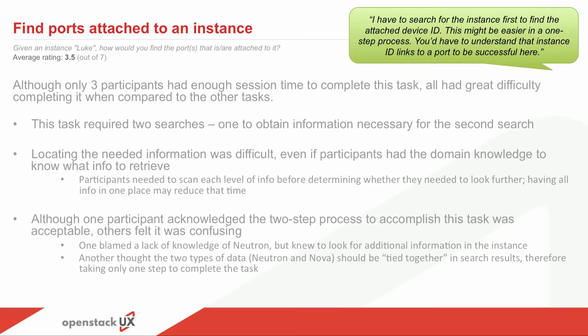And of those 3, pretty much everyone had difficulty completing this task, both in terms of understanding that it took 2 steps and as well as finding the information they needed to move on in the search. So regardless of the amount of domain knowledge the participants had, they had problems looking through the information to know what they needed to find.